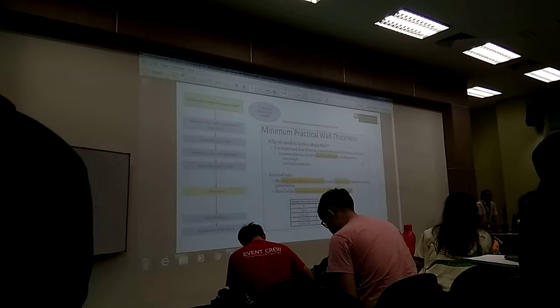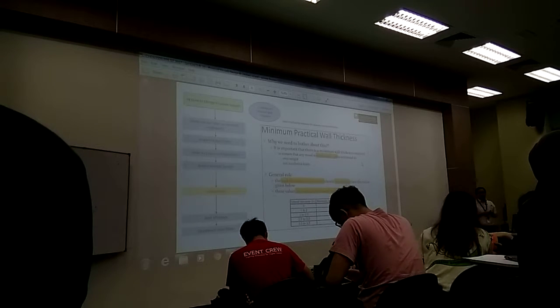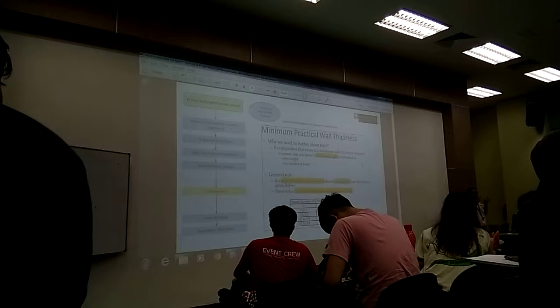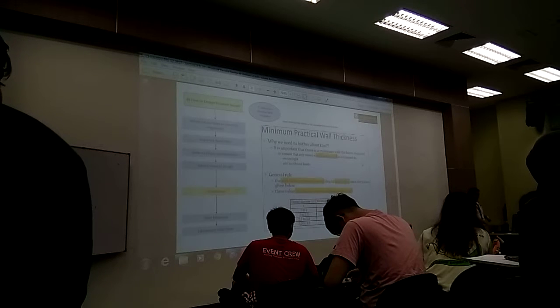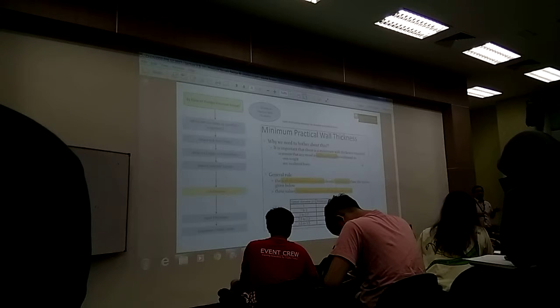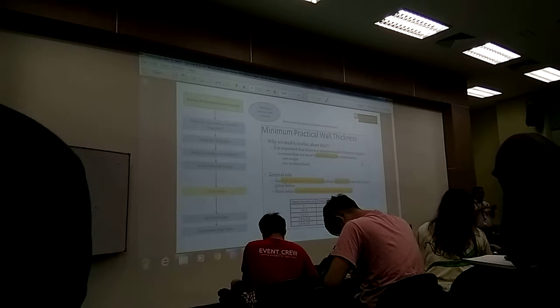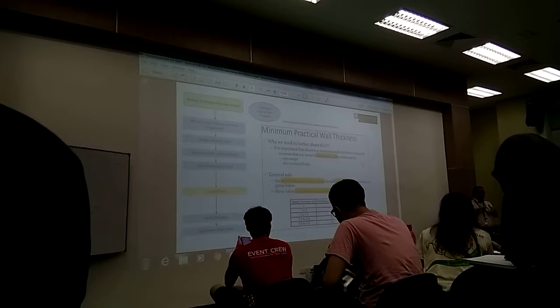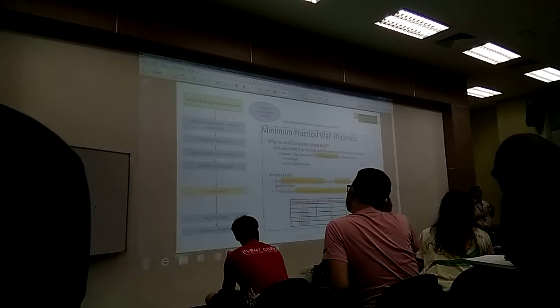Minimum practical wall thickness, remember, after you have done the calculation, you need to compare this one, depending on your diameter. For example, if you use 1 meter diameter, the minimum wall thickness should be at least 5. So if you get less than that, you need to use the 5 instead of the one that we have calculated.